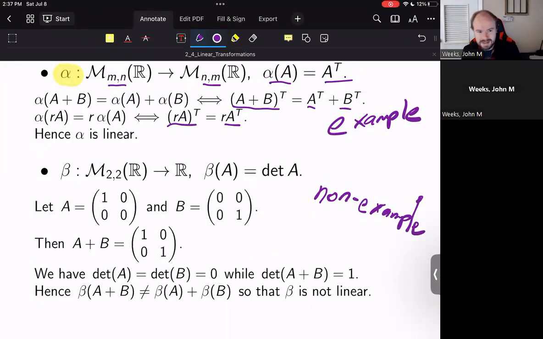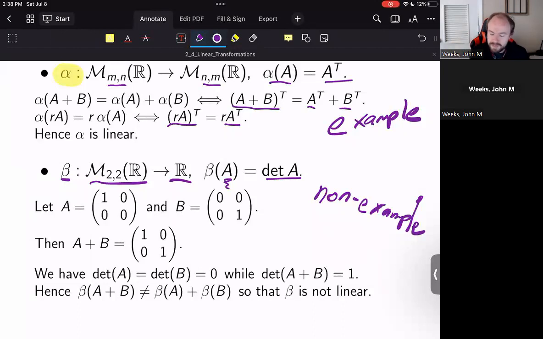The determinant is not a linear operator. This, again, is not a linear functional, in fact. This, remember, is the space of 2 by 2 matrices going into the real numbers that takes the matrix A and spits out the determinant of that matrix A. How do I know this is not a linear operator? What do I have to do to show this?